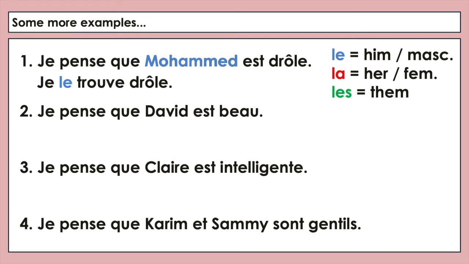Le would be the him, the masculine, la for her, the feminine, and les for them. So what I would like you to do is try and complete the 3 other sentences that are on the screen using direct object pronouns.